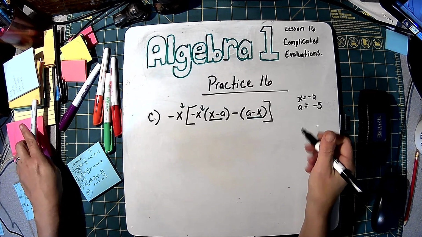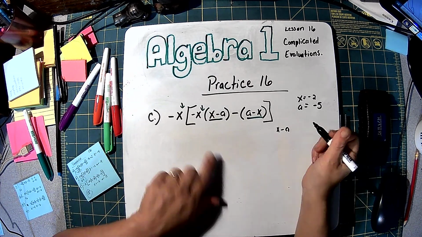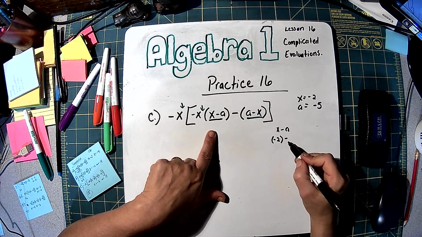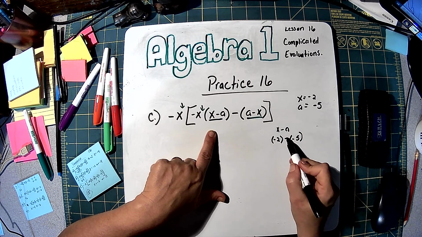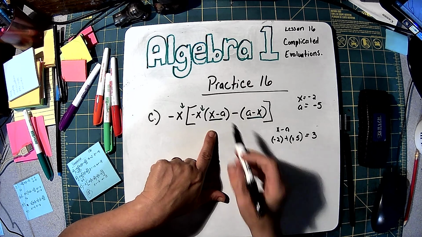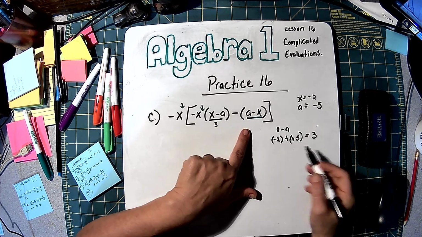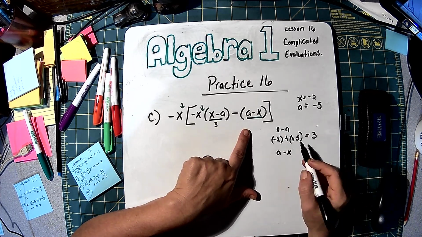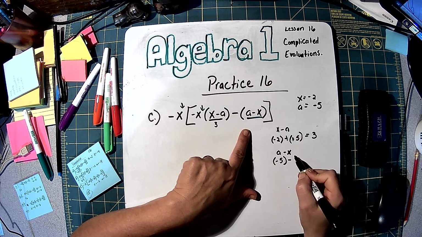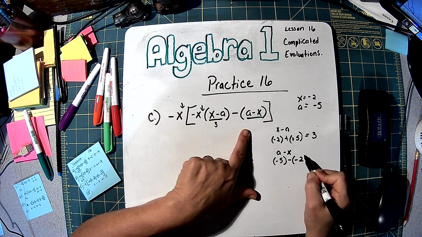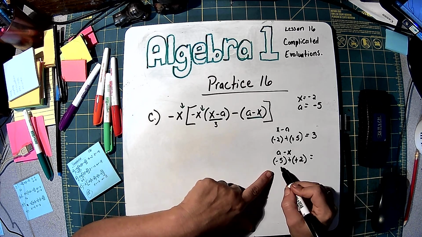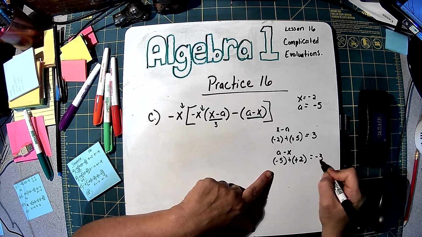So I've got x minus a. That's the first one I'm going to do. X is negative 2 minus a, which is negative 5. Okay, these two are going to cancel, and I'm going to get 5 minus 2, which is 3. So that'll be a positive 3 for this one. The next one is a minus x, which would be a is negative 5 minus x, which is negative 2. These are going to cancel, and then I'll have negative 5 plus 2. I owed $5. I paid back 2 of it. I'm still going to owe 3. So that's negative 3.